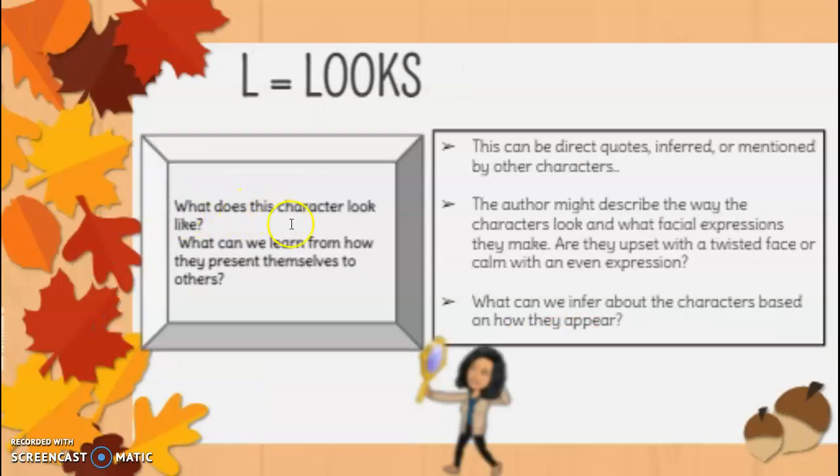And then looks. What does this character look like? What can we learn from how they present themselves to others? This can be direct quotes, inferred, or mentioned by other characters. The author might describe the way characters look, what facial expressions they make, how old they are, what they're wearing. This can be in a variety of ways. Okay, what can we infer about the characters based on how they appear?